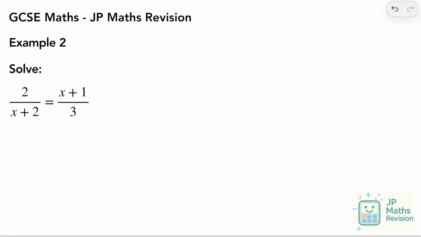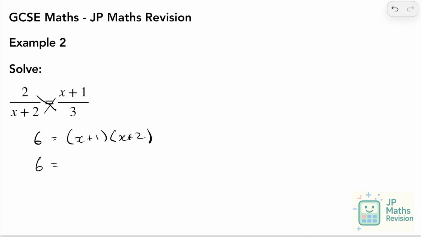Now here's another example. So this time we have 2 over x plus 2 equals x plus 1 over 3. So to solve this question, what we can just do is cross multiply, because essentially what we're doing is we're multiplying both sides by 3 bracket x plus 2. So if I cross multiply here, I do 3 times 2, which is 6, and then x plus 1 times x plus 2. So I get x plus 1 times x plus 2.